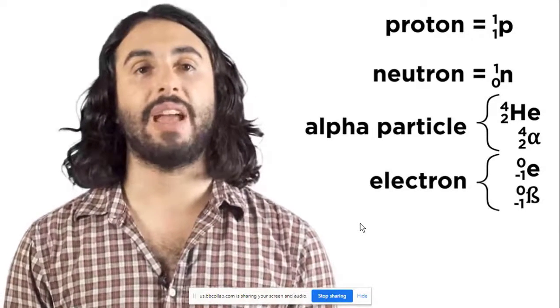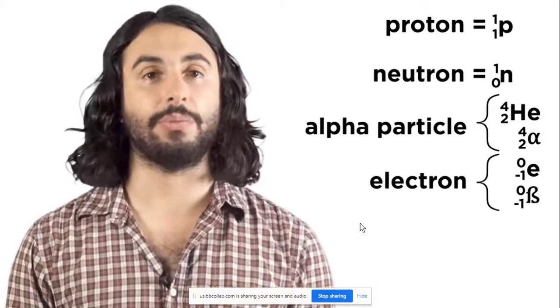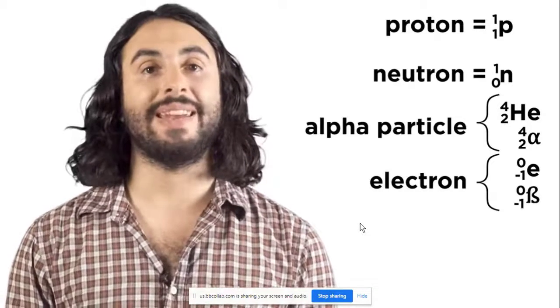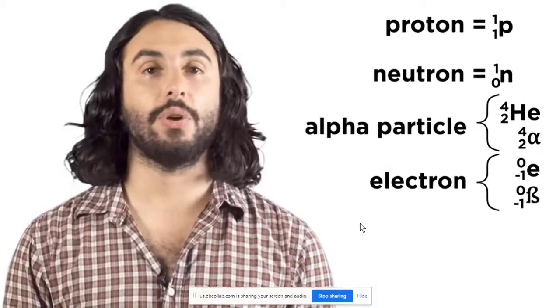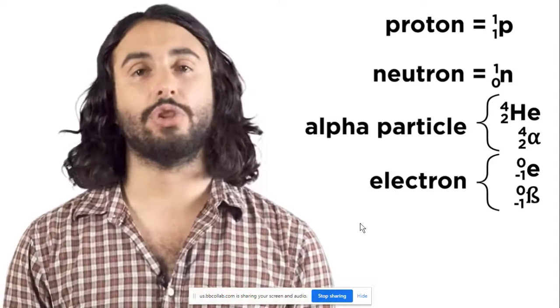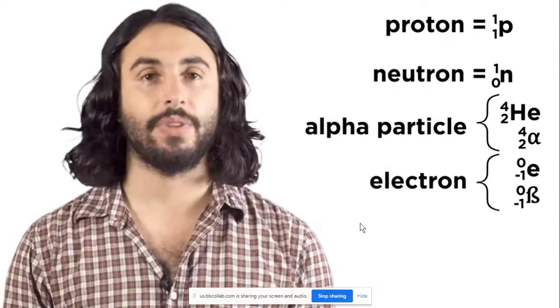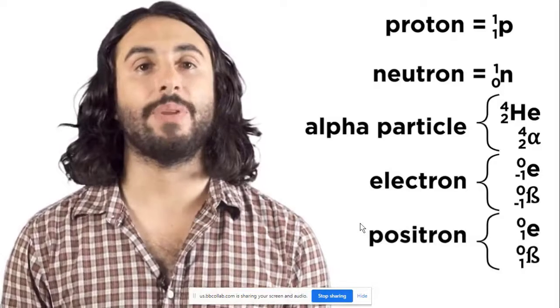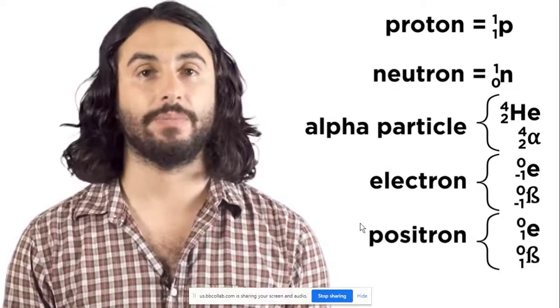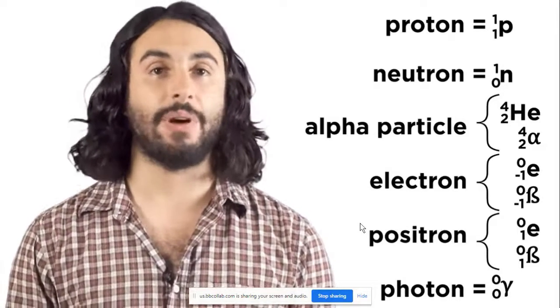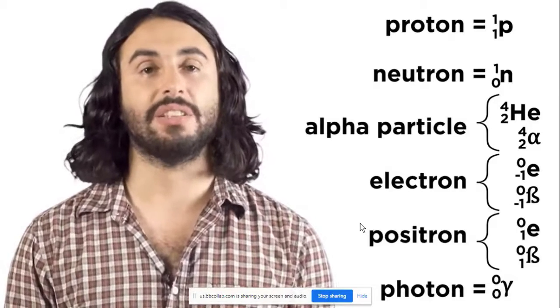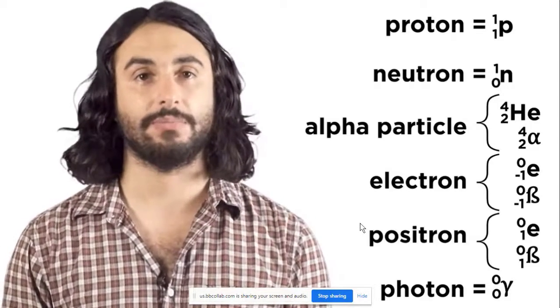An electron can be either an E or a beta symbol, and the atomic number will be -1, while the mass, though technically not 0, is negligible, so we call it 0. A positron will be the same, but with a +1 here. And a photon will be gamma, both numbers 0, as it legitimately has 0 mass.